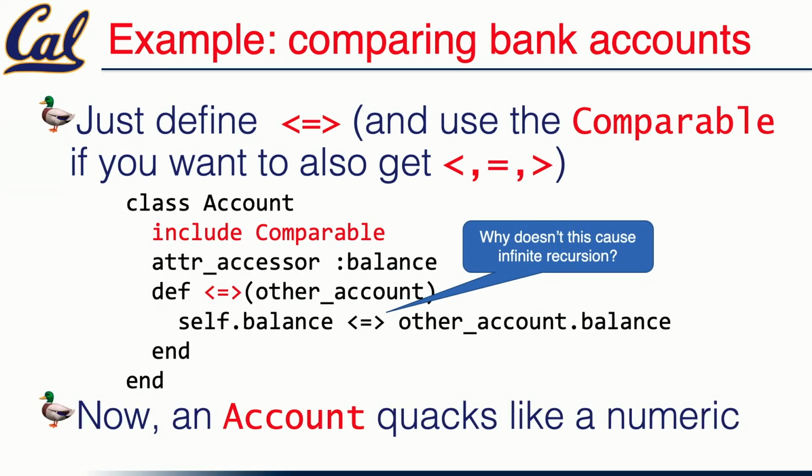And now we can sort of say an account quacks like a numeric. So you can do things like compare them and say, is one equal to, less than? You can say, is one between another pair of accounts? So that's basically an example of duck typing.